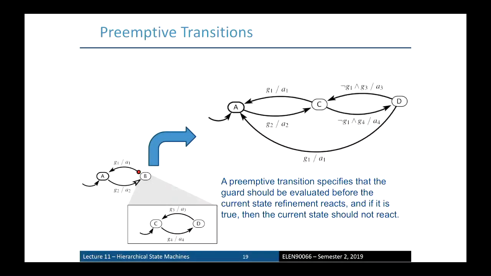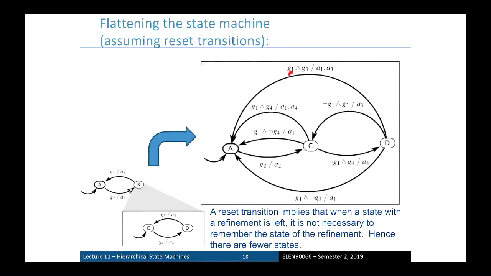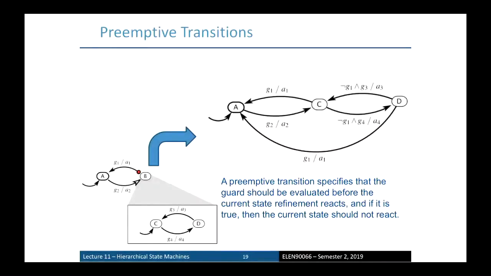And you can see what that does if you look at the flattened version of it. It simplifies it even more, because it's basically removing conditions that had G1 with additional stuff on it, down to just transitions with just G1 on them, because G1 is preemptive over what's happening inside the refinement. Okay, so we've got three new types of transitions now: a history transition for refinement, a reset transition, and a preemptive transition.